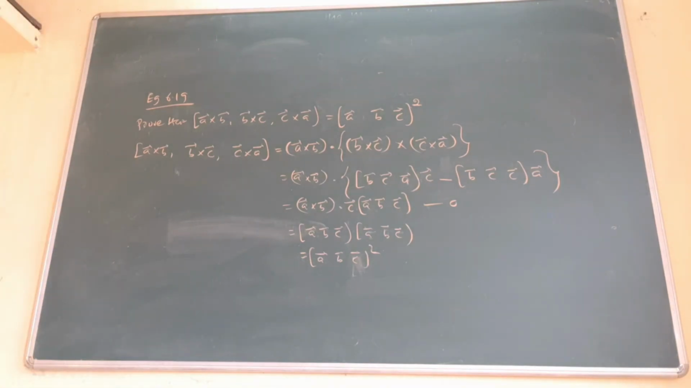This is a question, 2 marks, 3 marks. By using the box product idea and the vector four product idea, we get the answer. That's all.